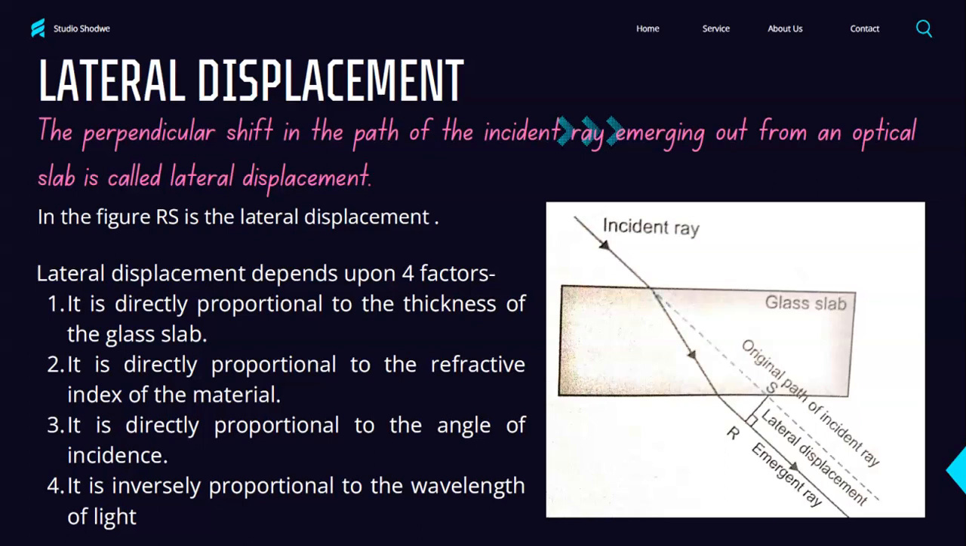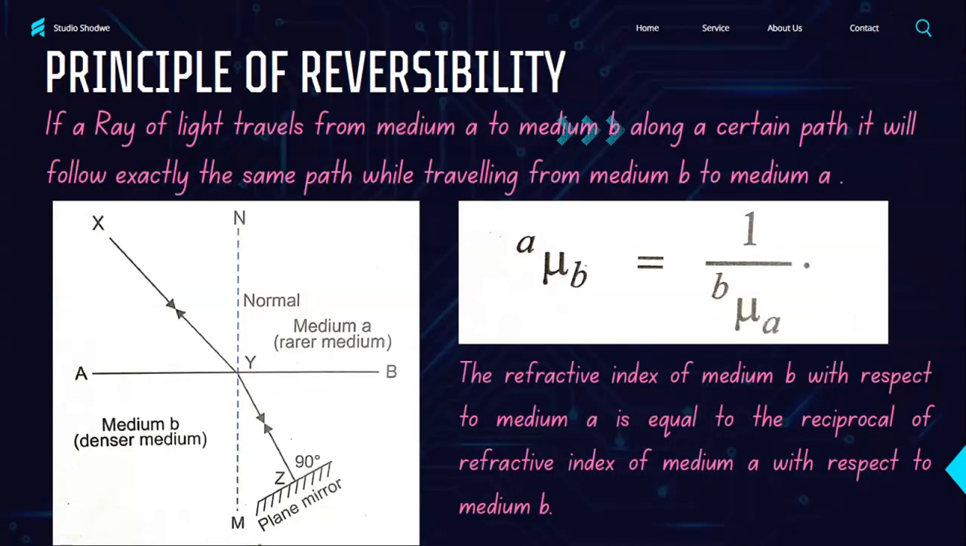That was all about lateral displacement or lateral shift. We are supposed to remember the four factors on which lateral shift depends. Again, three factors directly proportional and one factor inversely proportional. Next, we come to principle of reversibility. Principle of reversibility is a special case.